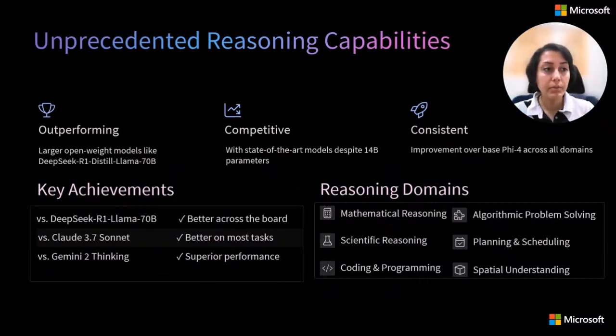The FIFO reasoning family has unprecedented reasoning capabilities that outperform larger open weight models and are competitive with some of the state-of-the-art models despite being only 14 billion parameters in size. For example, we are better across the board compared to DeepSeek distillation of Llama 70B and better on most tasks compared to Claude 3.7, while having superior performance compared to Gemini 2 thinking. And we've evaluated our models in various reasoning domains, including mathematics, scientific reasoning, coding and programming, algorithmic problem solving, planning and scheduling, and spatial understanding, as I'll talk about later today.